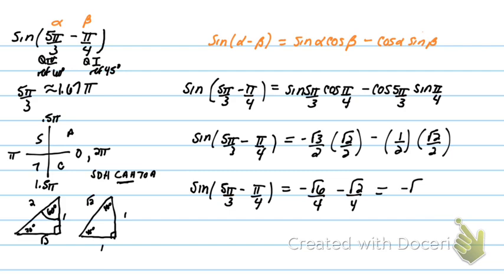And so I'm getting negative square root of 6 minus square root of 2 all over 4. See if that looks good. And if you had used a different pair of angles, you'd still get the same answer. So everything should come out the same.